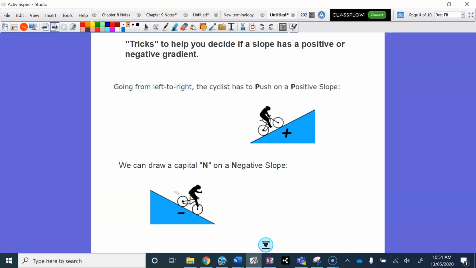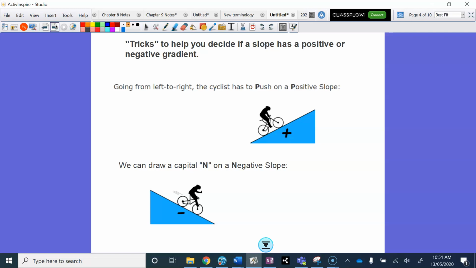So a couple of little tricks to help you. If you're not quite sure by looking whether a slope is positive or negative, these two little hints might help a little bit. So if you're imagining a cyclist having to ride up and down a slope, if that cyclist has to push to get up there, P for push, P for positive, that might help you to remember positive gradient. The cyclist has to push to get up there.